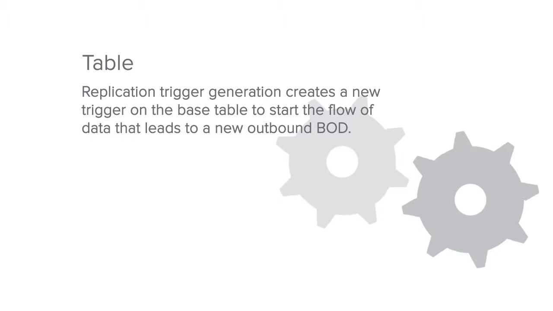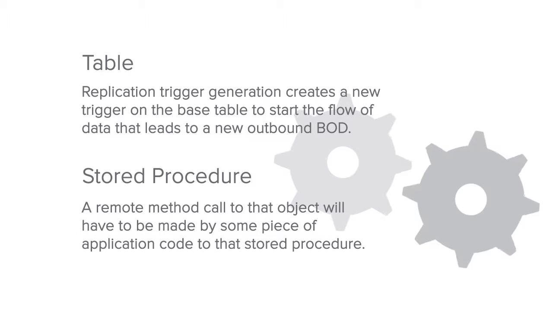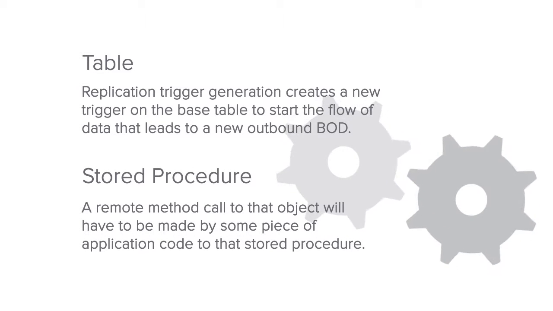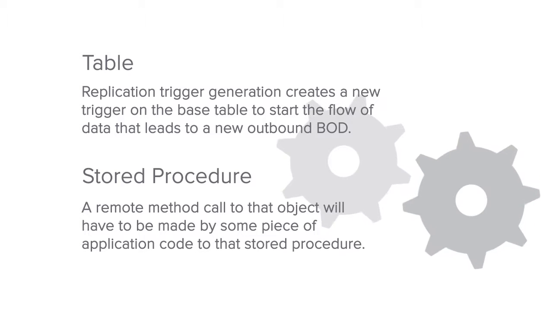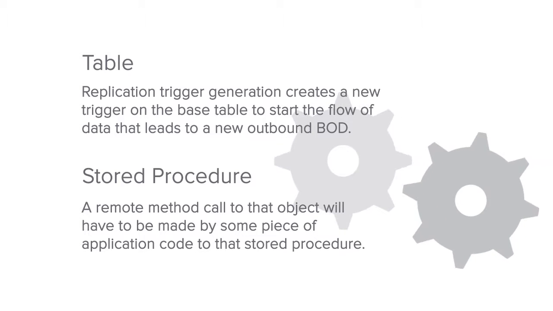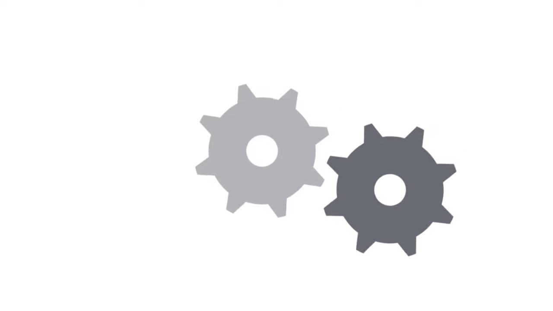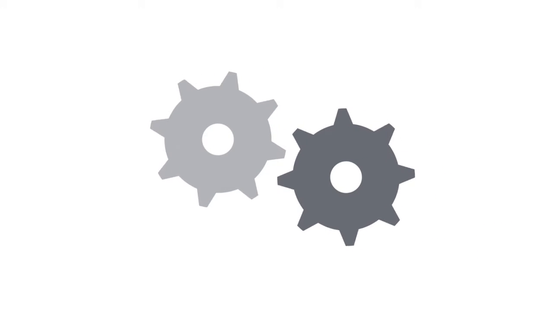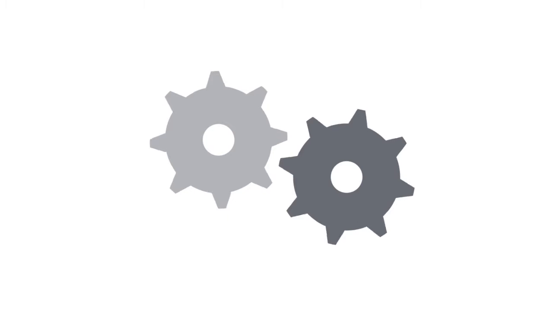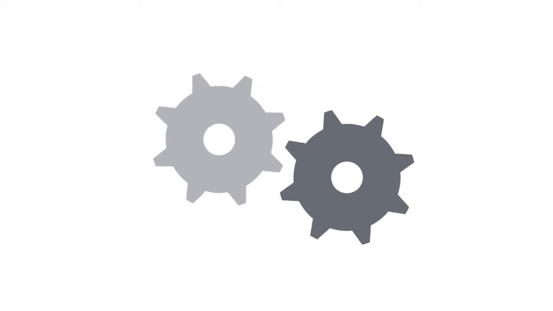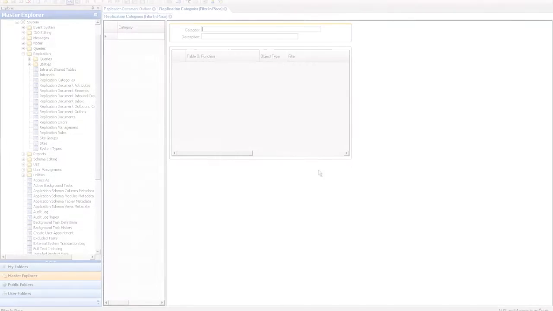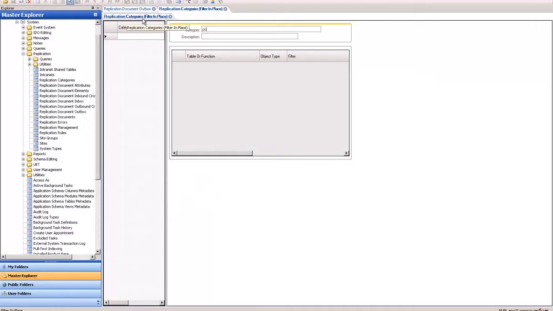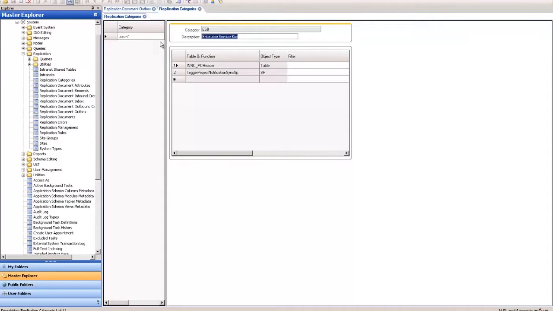If the object is a stored procedure, then a remote method call to that object will have to be made by some piece of application code to that stored procedure. The outbound cross-reference would be table bang or SP bang, depending on whether the source of the replication was a base table operation or a remote method call. In the case of a remote method call, the name stored procedure does not actually exist in the database. It's simply used as a reference into the replication document outbound cross-reference.